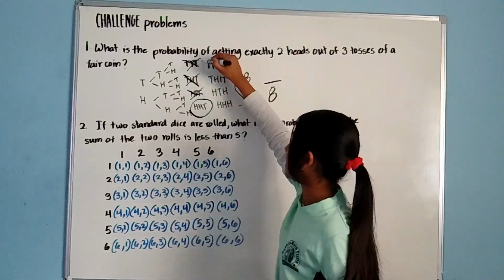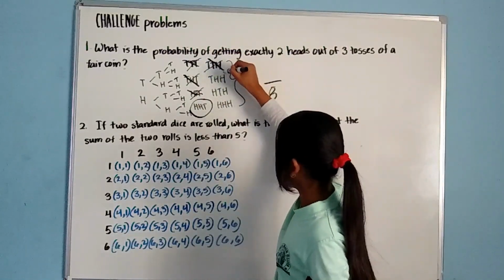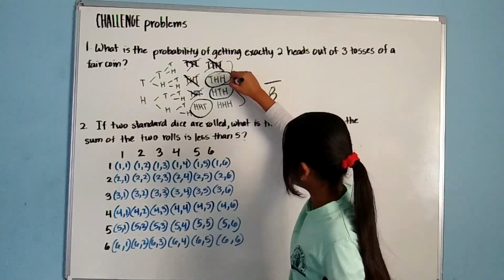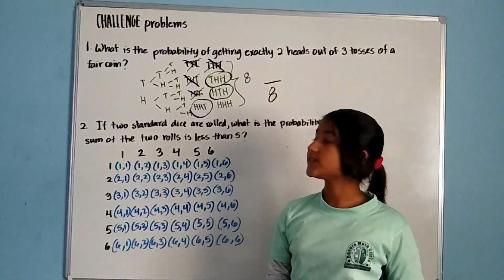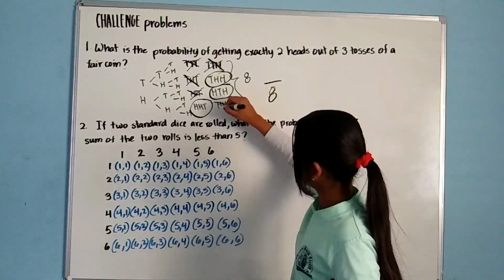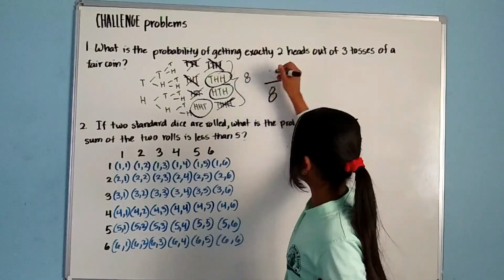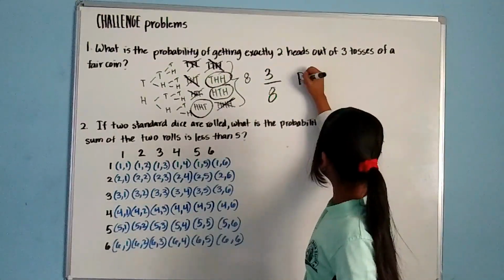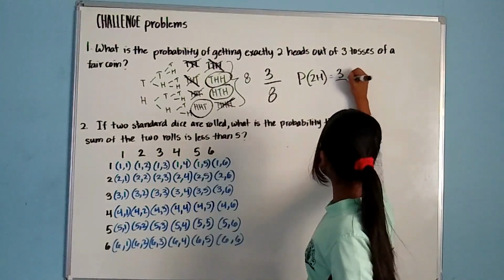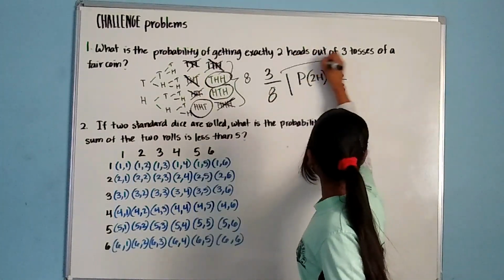This only has 1 head. This has 2 heads. So this can count. And this one also has 2 heads. Now this has 3 heads, but it has to have exactly 2. So this one also does not count. So in total we have 1, 2, and 3. So the probability of having exactly 2 heads is equal to 3 out of 8.